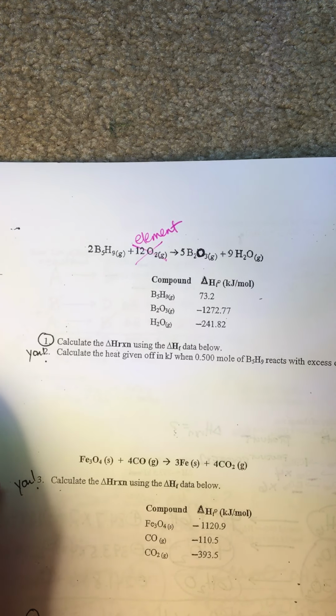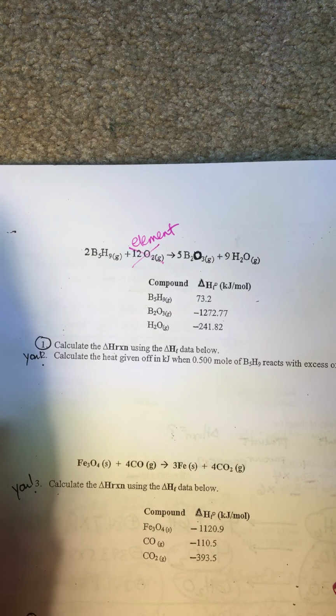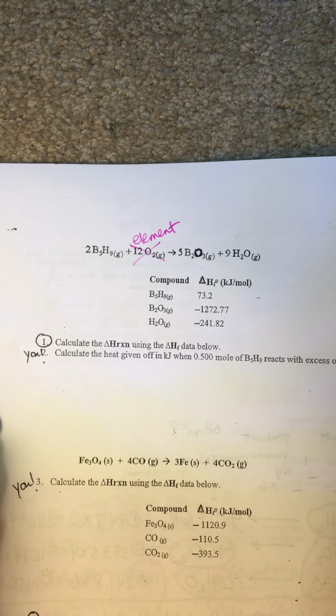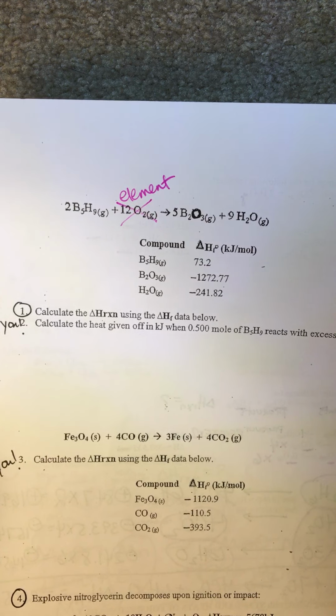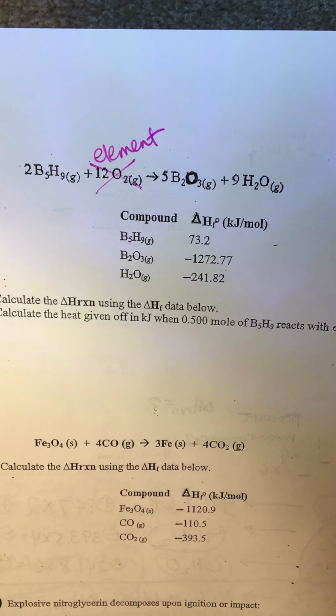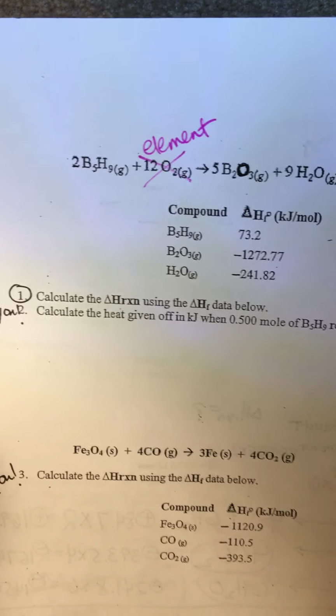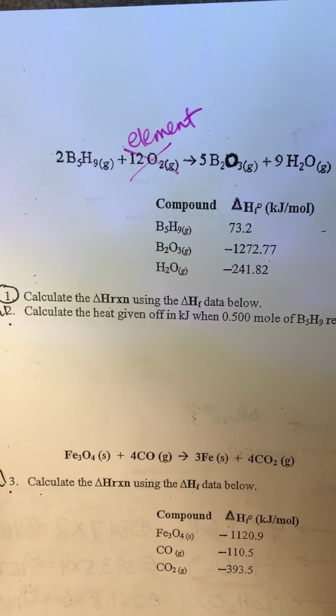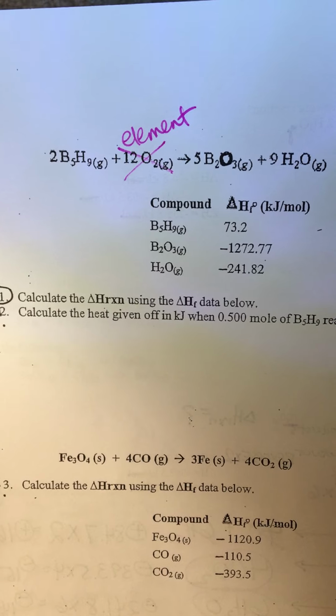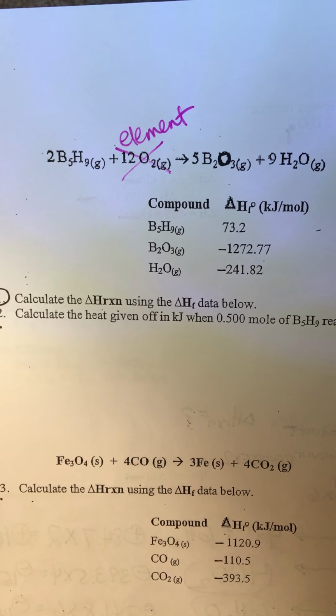Okay, so its value for its heat of formation is 0. And I'm just going to cross it out because I don't want it to bother me in any way working this problem here. Okay, all right, and then we've got our two products that are also compounds. So the question says calculate the heat of the reaction using our enthalpy of formation information below.